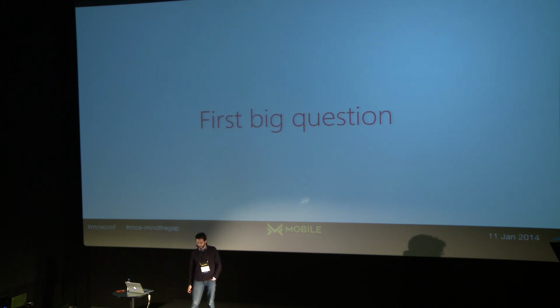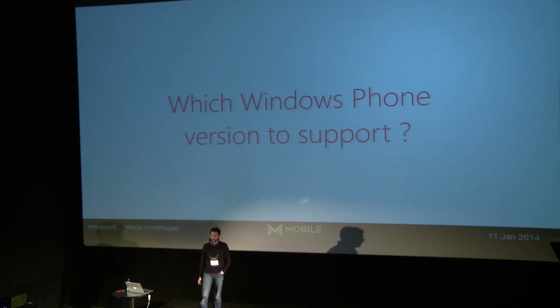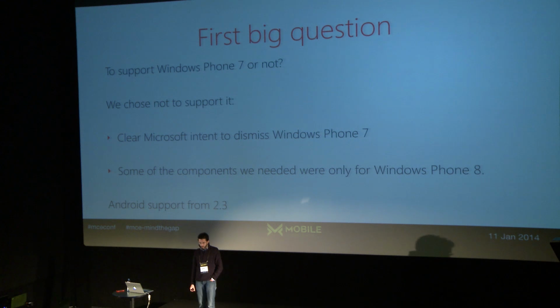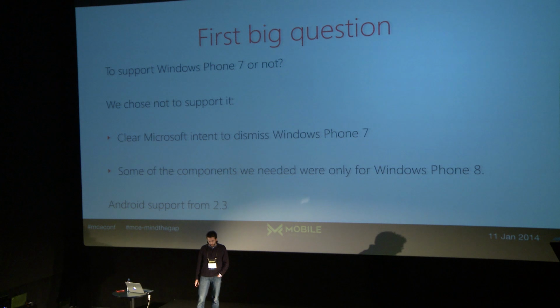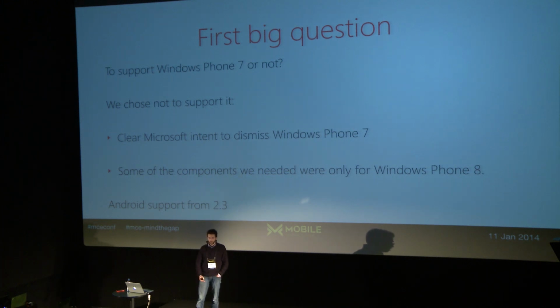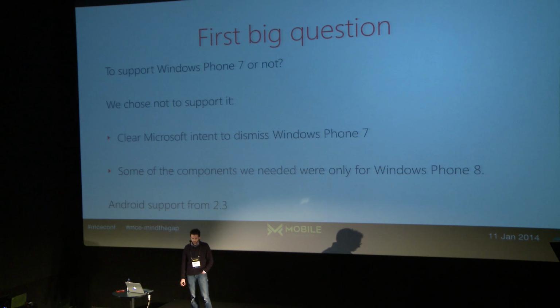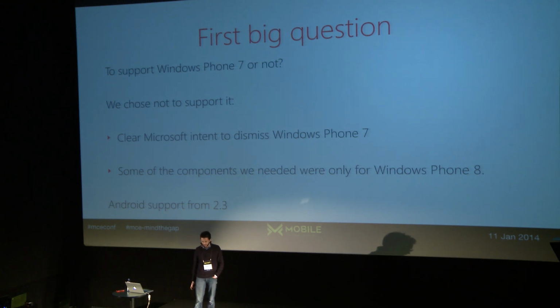And the first big question that we faced at that time was which Windows Phone version to support, because at that time there were two versions, Windows Phone 7 and Windows Phone 8. Well, we decided not to support Windows Phone 7. There was a clear intent from Microsoft to dismiss this platform, and also some of the components that we needed were only available for Windows Phone 8, so we decided to go for that version. Just to give you a brief reference, the native client development for Android supports the 2.3 version, just to give you an idea.